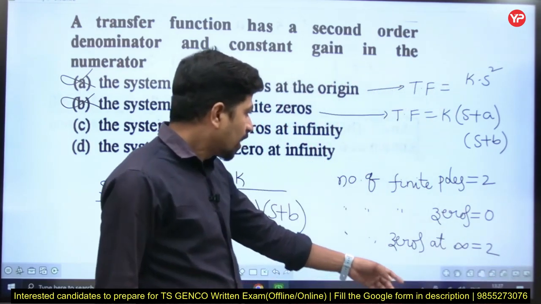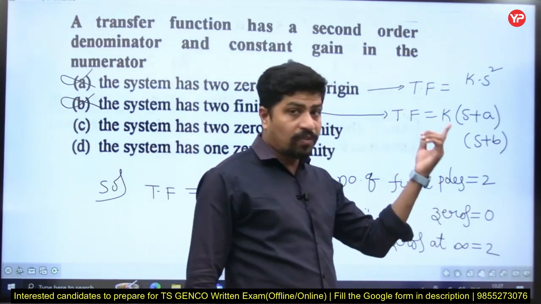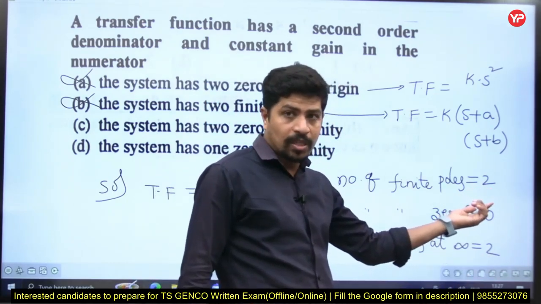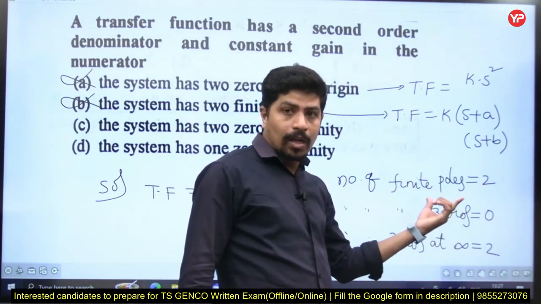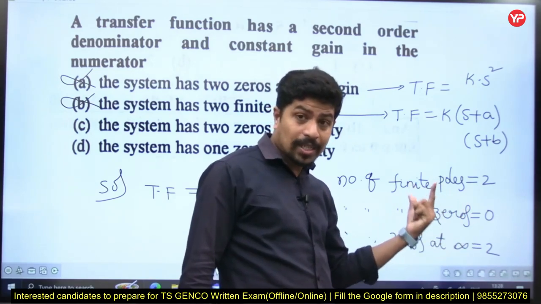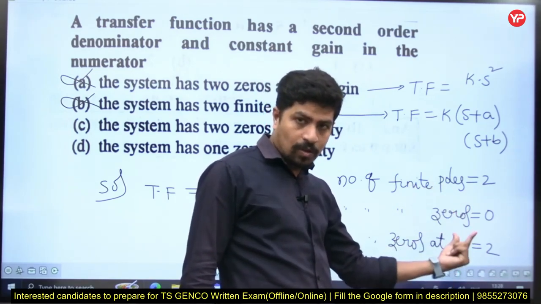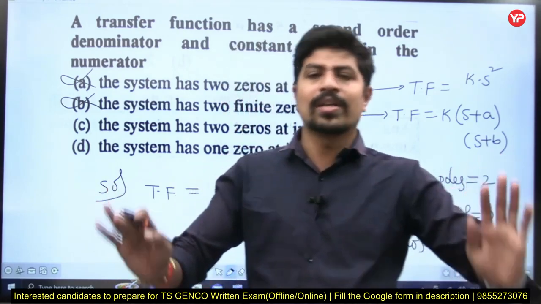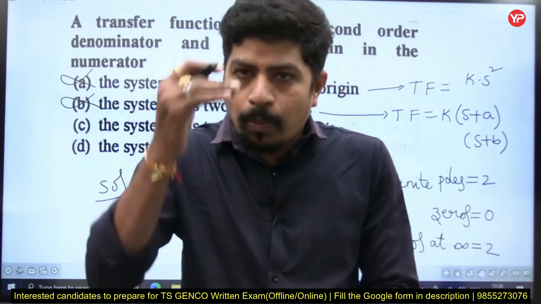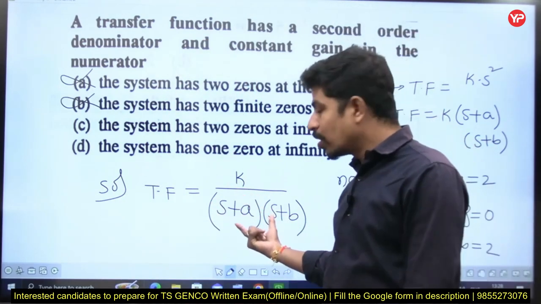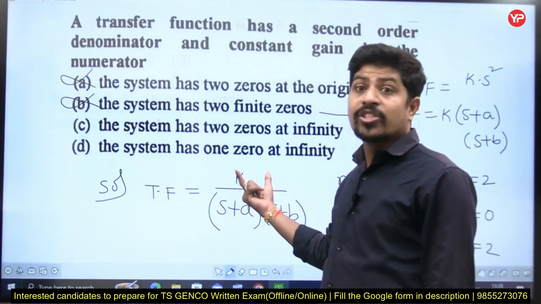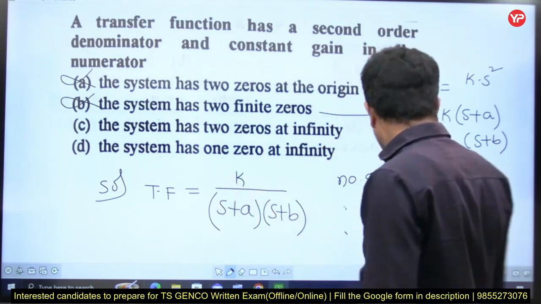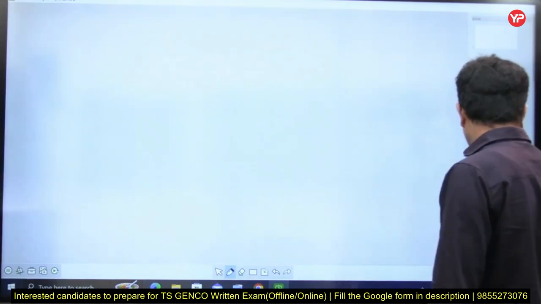If you see, total number of poles is equal to finite poles plus infinite poles. There are no poles at infinity. Two poles are there, finite poles. Total number of zeros is finite zeros plus zeros at infinity. Finite zeros are 0, zeros at infinity are 2. 2 plus 0 is 2. 2 equal to 2. Very simple to understand. That is, if poles are more, then the difference of poles and zeros will be at infinity. I'll take one simple example and then discuss.